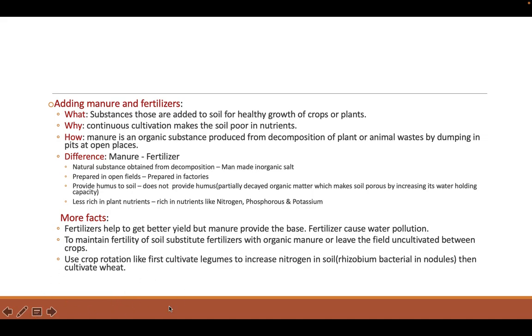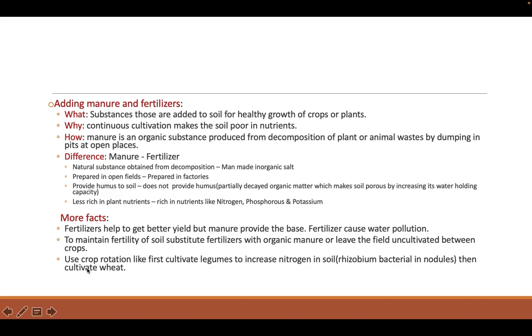Okay, how to make the field good for cultivation between crops and all. So these are a few techniques. So the fertility of the soil could be improved by fertilizers, but organic manure is also equally important in addition to fertilizers. There are some techniques to improve the soil nutrients and make the cultivated field more productive.